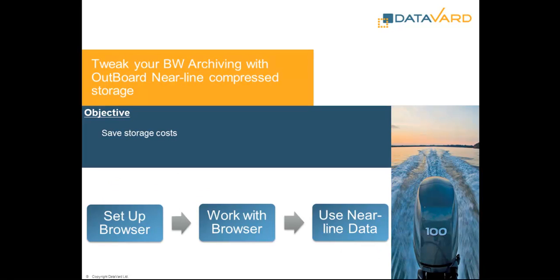In this demo, you will see how after the implementation of OutBoard, you will be able to tweak your SAP BW system, in turn start saving storage costs, and be able to report on and load the analyzed archive data. The process steps will be to set up the OutBoard browser, work with the OutBoard browser faster and more effective, and finally, use nearline data.